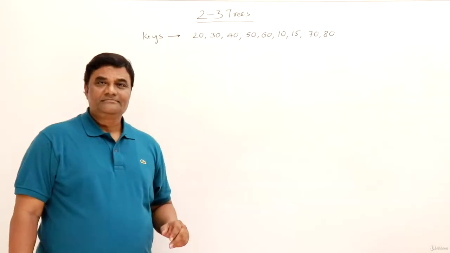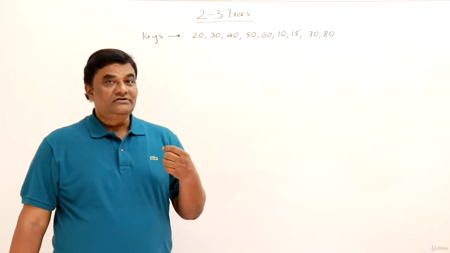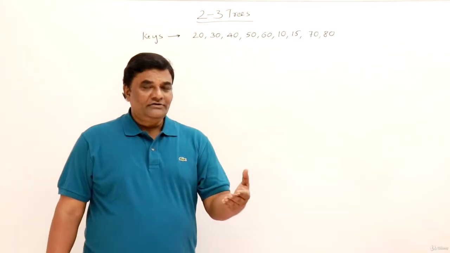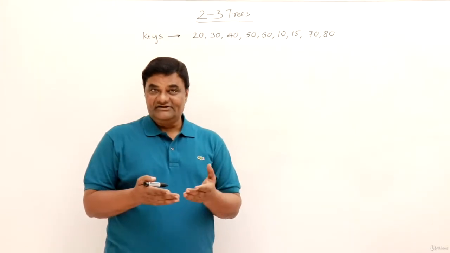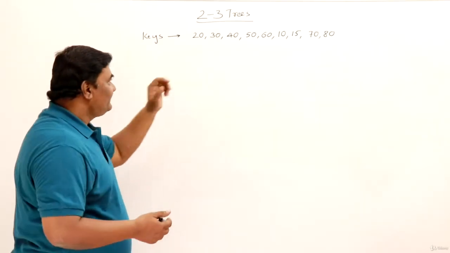So let us start creation. I have taken a set of keys here. So I'll show you how to create a 2-3 tree by inserting these keys one by one. As I already told you, all leaf nodes must be at the same level. So let us see how that is managed, and how height is balanced. Let us start inserting.